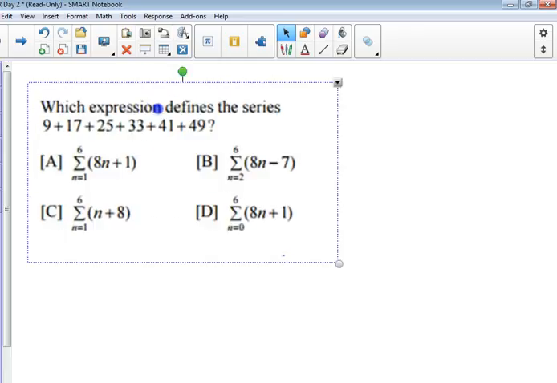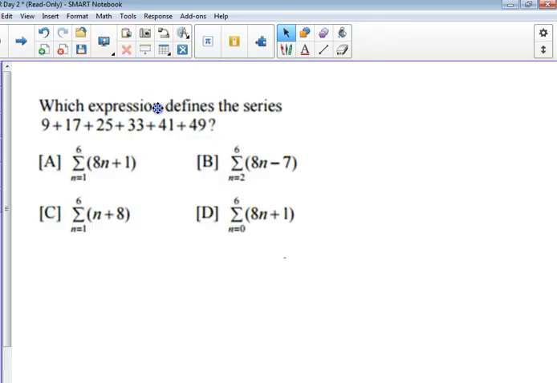Alright, so here, they want to know which one identifies this series. They want you to use the multiple choice and go back through. So you want the multiple choice to help you here. So you want to start with 1 and you want to go up to 6. So if we do 1 in here, 8 times 1 plus 1, what would that give you? 9, good. So 9 is your first thing, this is looking good. So now if we went from 1 to 6, the next thing we would need to plug in is a 2. So if I do 8 times 2 plus 1, we get 16 plus 1 is?